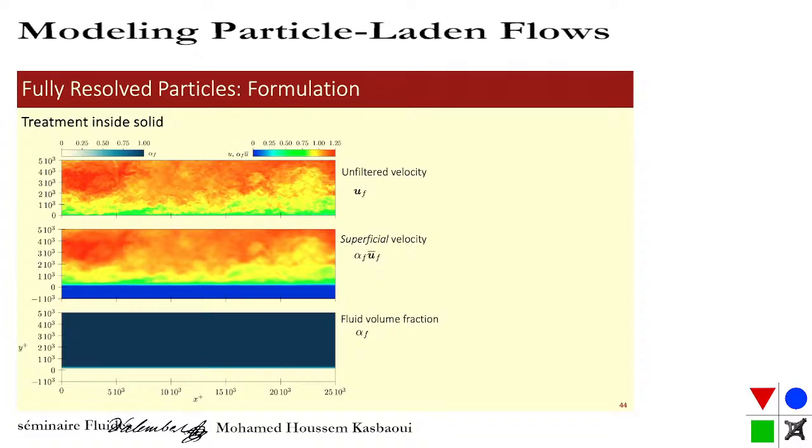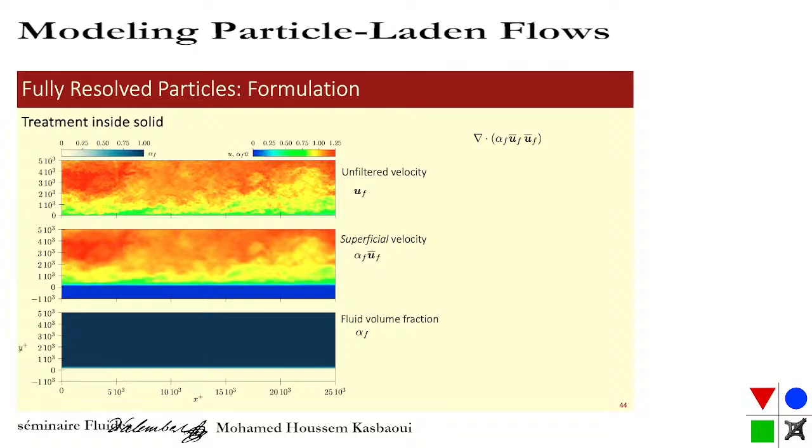And this is the fluid volume fraction. Now the solid is here. All of this is solid. This is the fluid volume fraction equal to 0 here. So basically, as you go inside of the solid, the superficial velocity goes to 0 and the fluid volume fraction goes to 0. Now, why does this matter?